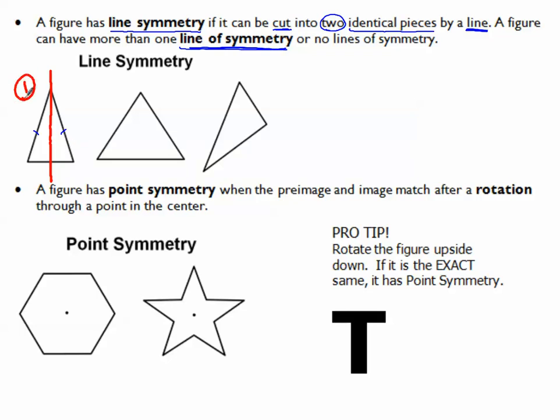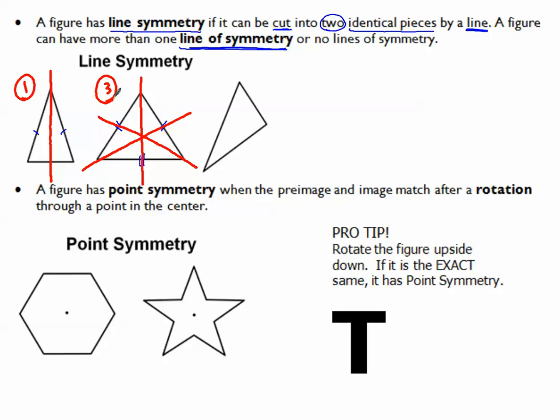Can you pause the video and try to draw the lines of symmetry for the other two triangles? This one is an equilateral triangle. How many lines of symmetry does the equilateral triangle have? I can draw one straight down the middle, but if I turn it, here's another straight down the middle, and I can turn it again and get a third straight down the middle. Cut it in half 3 times. There are 3 lines of symmetry.